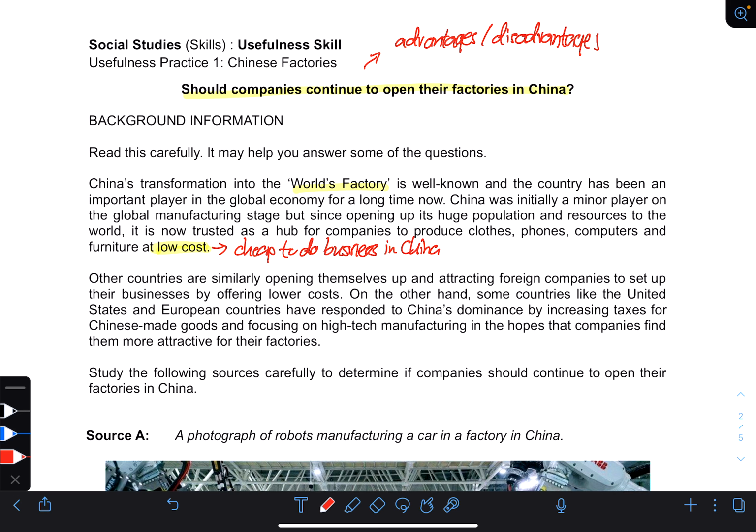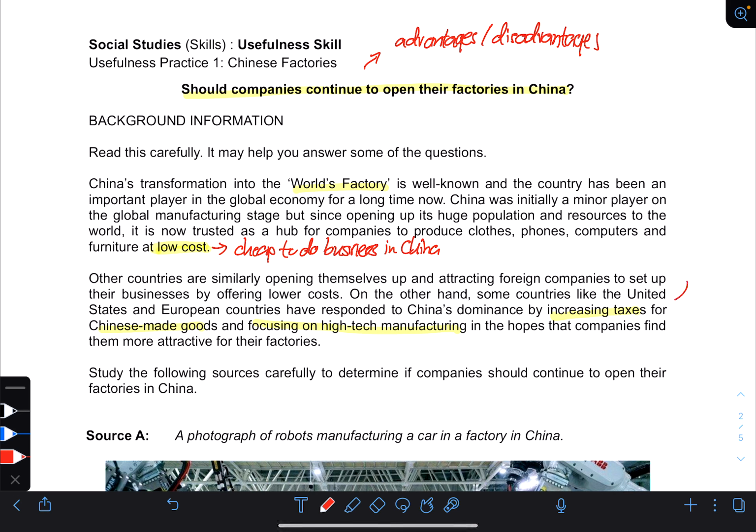Now, if everybody is going to do business in China, how would other countries react to this? What this would mean is that companies are shifting out of their countries and moving to China to do business. So how do other countries respond? Other countries are similarly opening themselves up and attracting foreign companies to set up their businesses by offering lower costs. On the other hand, some countries like the US and European countries have responded to China's dominance by increasing taxes for Chinese-made goods and focusing on high-tech manufacturing in the hopes that companies find them more attractive for their factories.